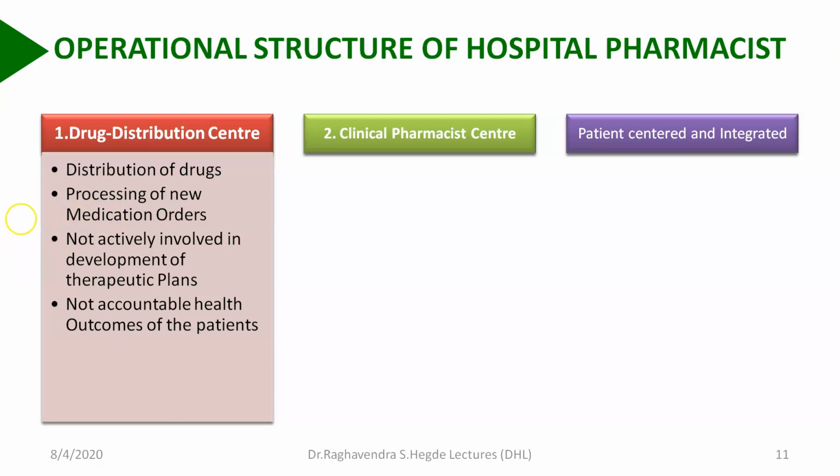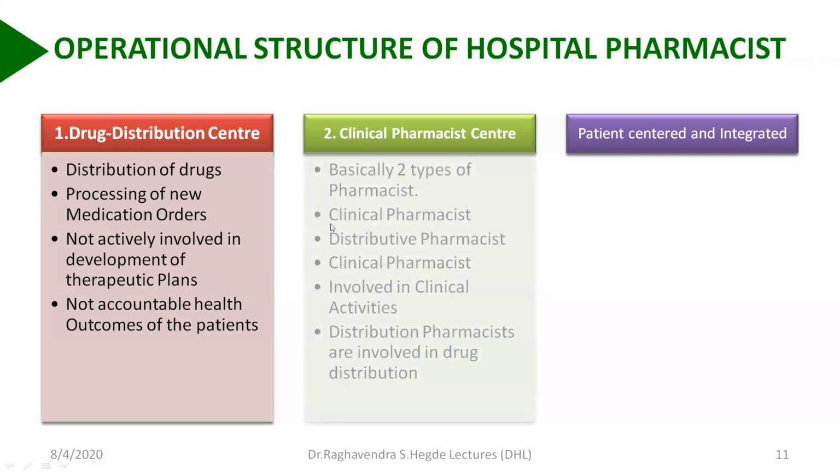Then he is not actively involved in the development of therapeutic plans in this region. In the drug distribution center, he is not involved in developing therapeutic plans. This is some other area, which we will see. So he is not actively involved in making therapeutic plans for the patients. Hence, he is not accountable for the health outcomes of the patients.